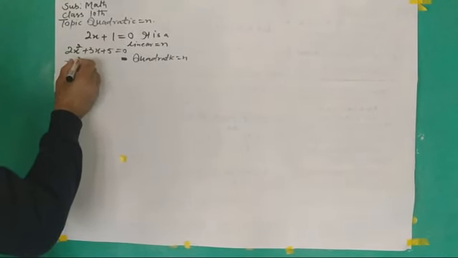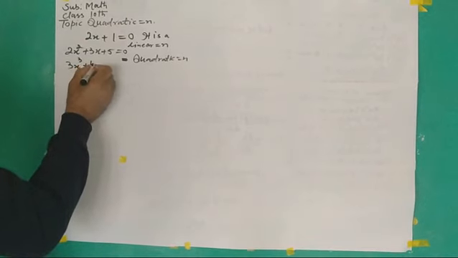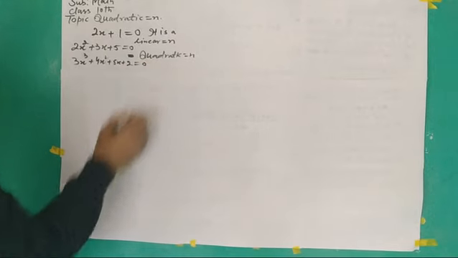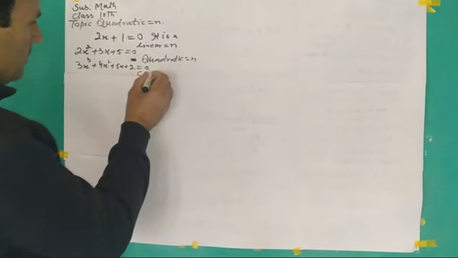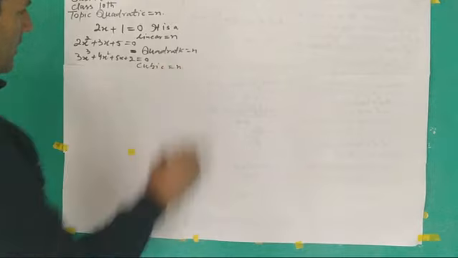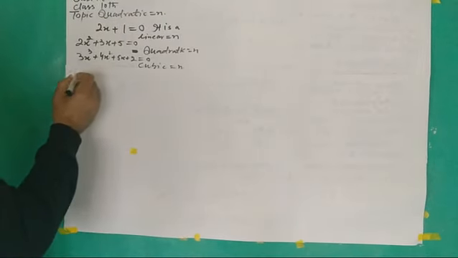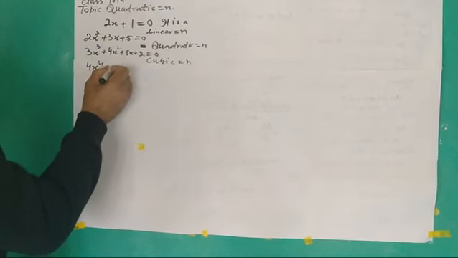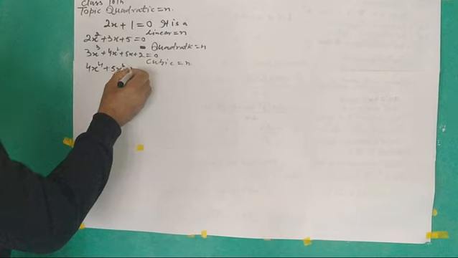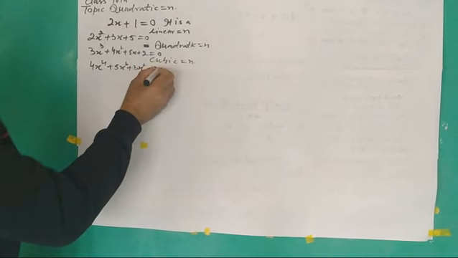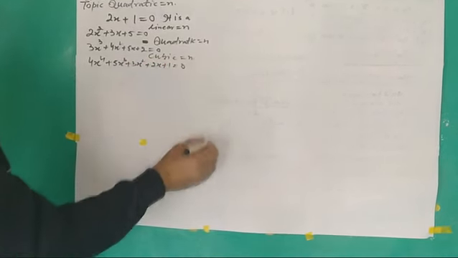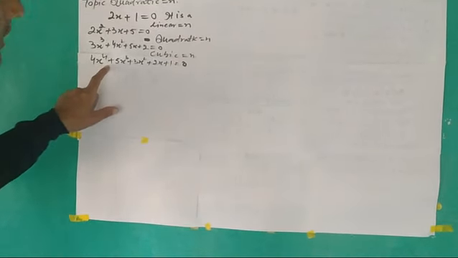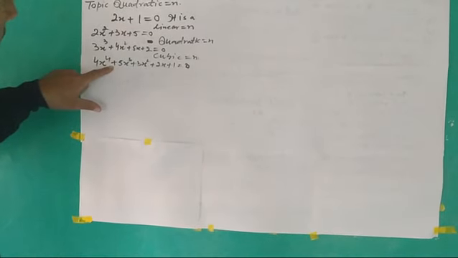Same is the case. 3x raised to power 3 plus 4x square plus 5x plus 2 is equal to 0. This is a cubic equation. And this is 4x raised to power 4 plus 5x cube plus 3x square plus 2x plus 1 is equal to 0. Here the highest degree is 4. This is called biquadratic equation.